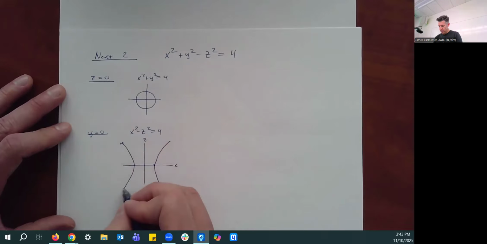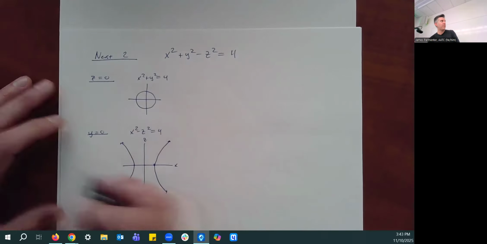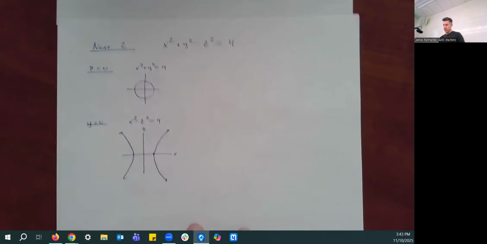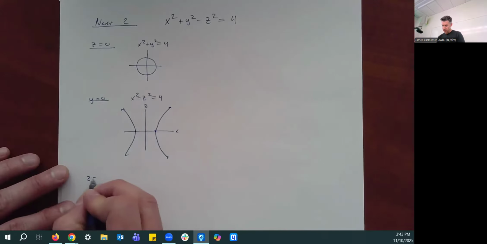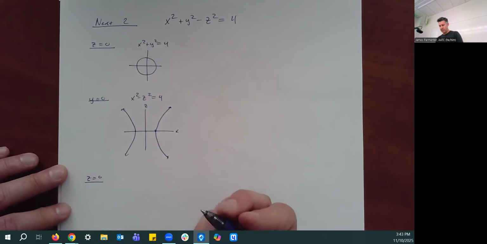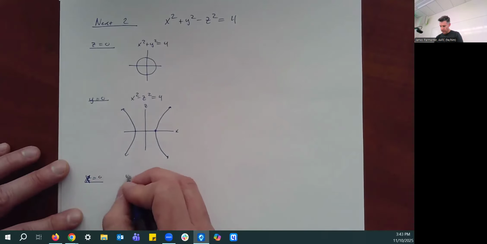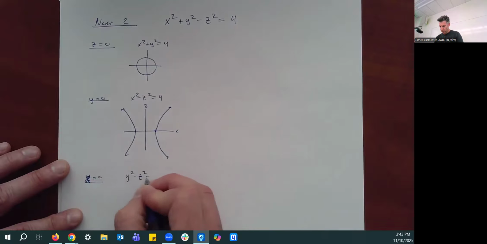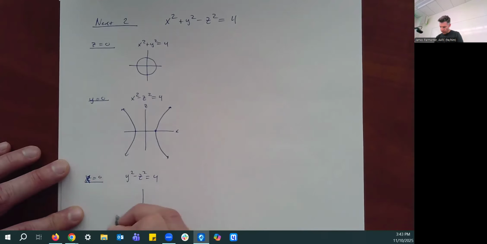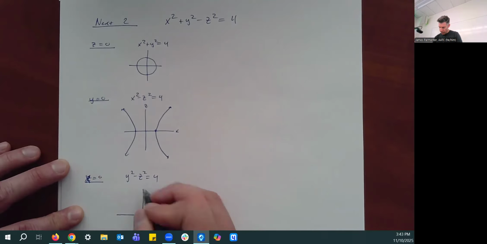And as you've seen with many of these already, what happens in one trace often happens the same way in the other trace. If x is equal to 0, you're going to get y squared minus z squared equal to 4, and the same sort of hyperbolic shape, which I'm not very good at drawing, as you might have noticed.